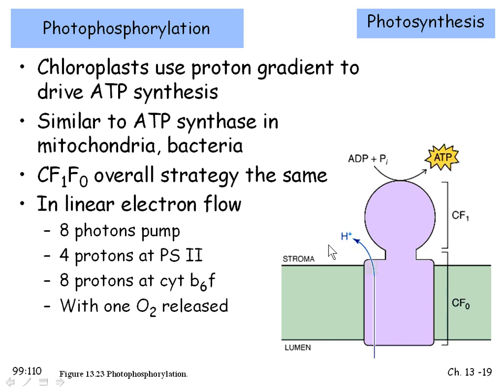If we do the bookkeeping on this, 8 photons can pump 4 protons at photosystem 2 and 8 protons at cytochrome b6f, and that would release 1 molecule of O2. It would take 2 water molecules to make 1 O2. Questions?